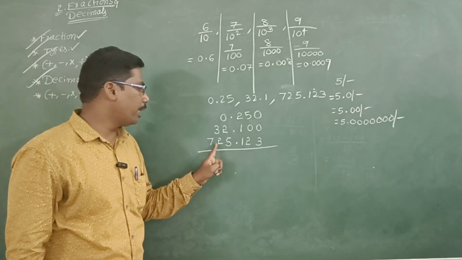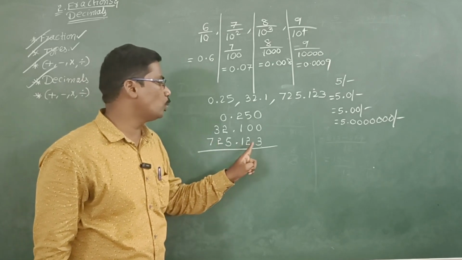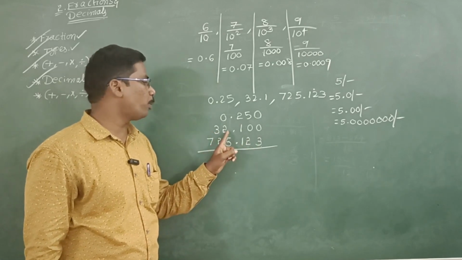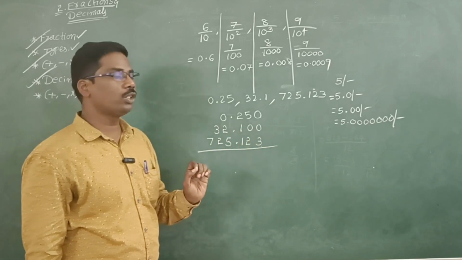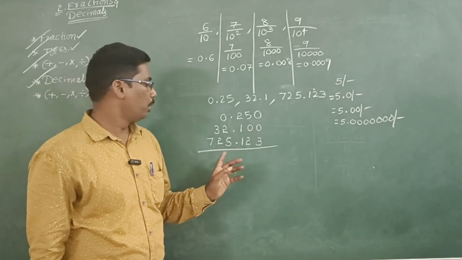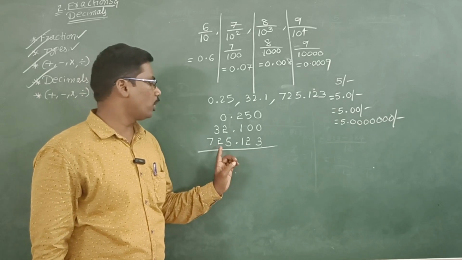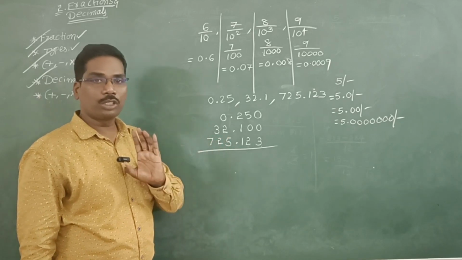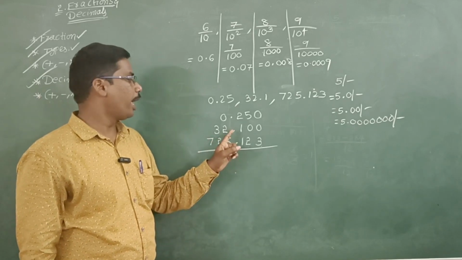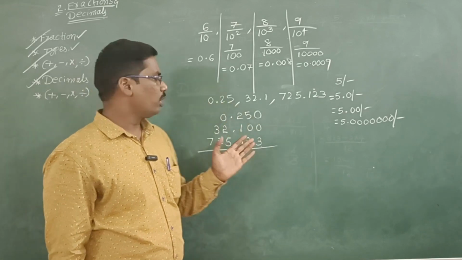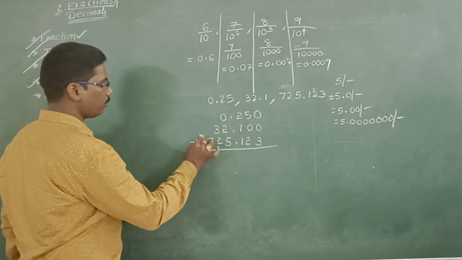This is 725.123. This is 32.100. We should not read it as thirty-two point one hundred. We should not read 725.123 like that. We have to read it digit by digit. Now see, it's very easy.